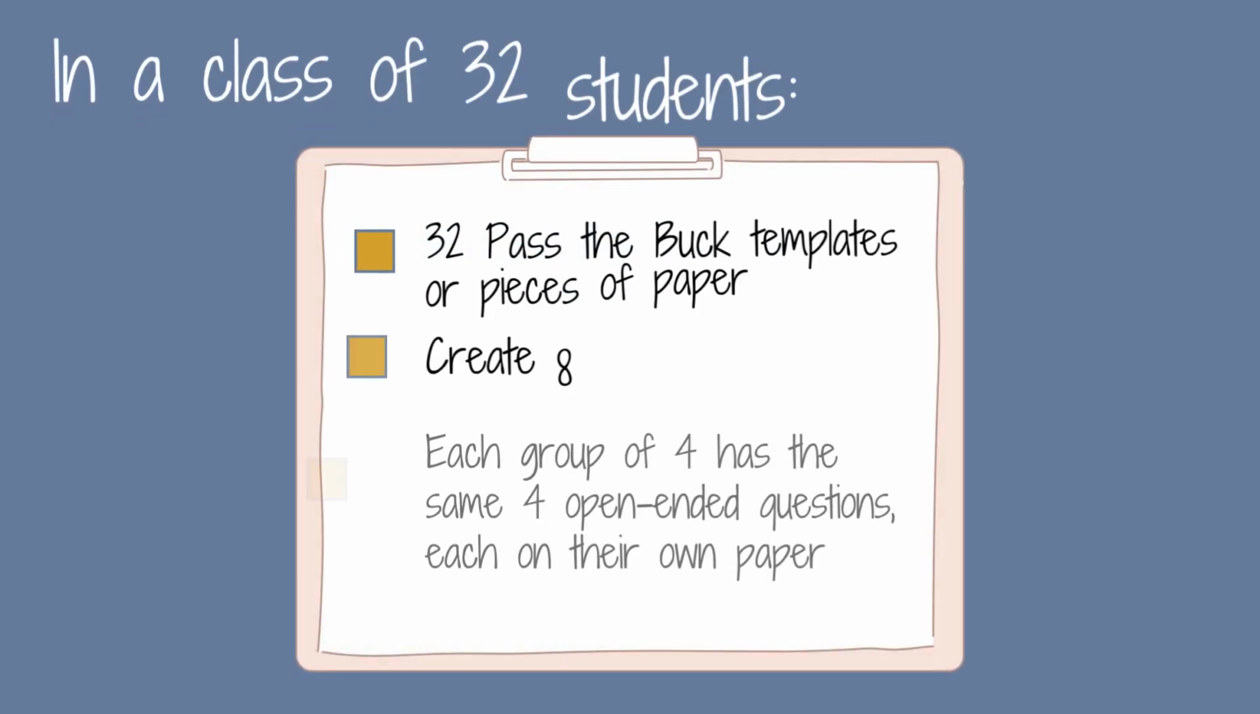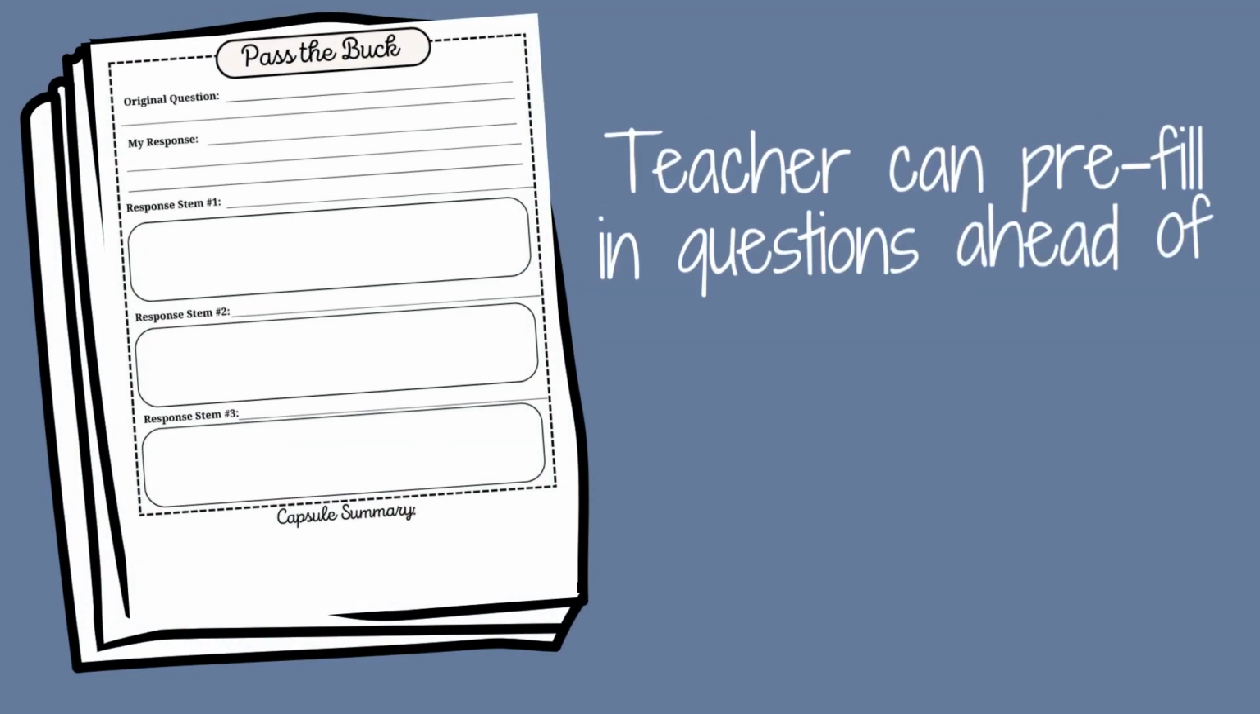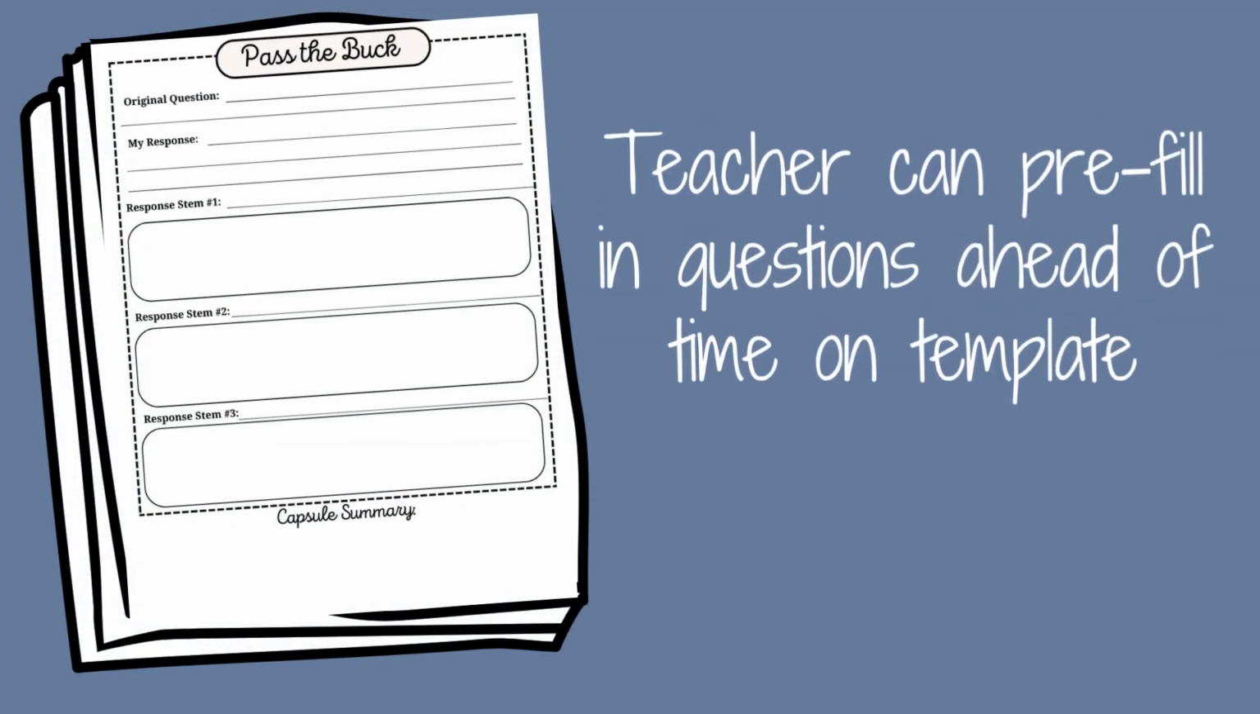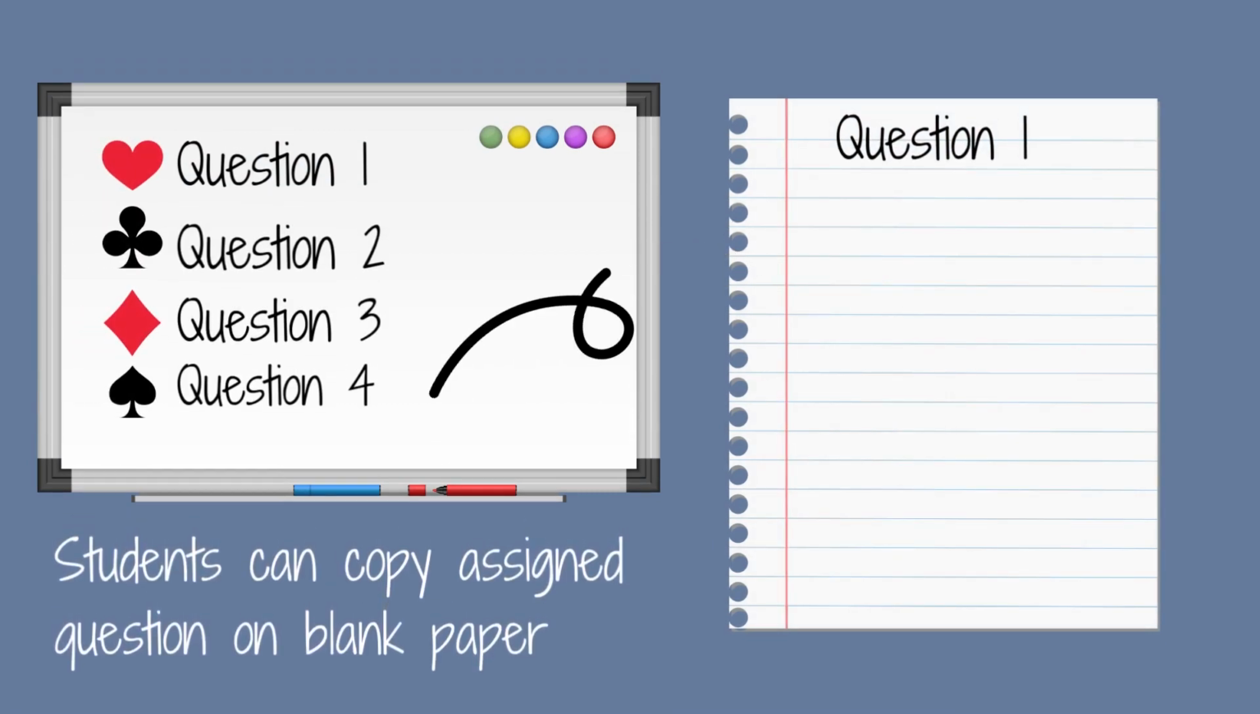For example, in a class of 32 students, there would be 8 groups of 4 students. Each group of 4 students would have the same 4 open-ended questions on 4 separate pieces of paper. Teachers can make these pages ahead of time and copy enough for the class, or students can copy their assigned question from the board onto a blank piece of paper. In order for students to copy their assigned question, the teacher must have assigned numbers, playing card suits, or some other label in which students understand what their assigned question will be.